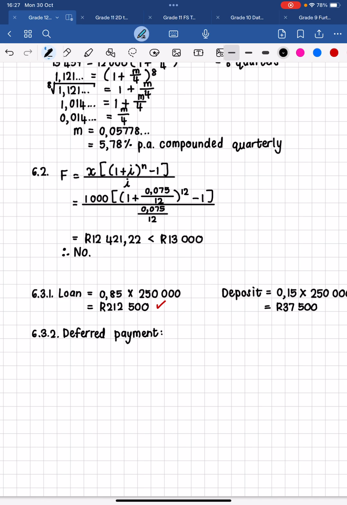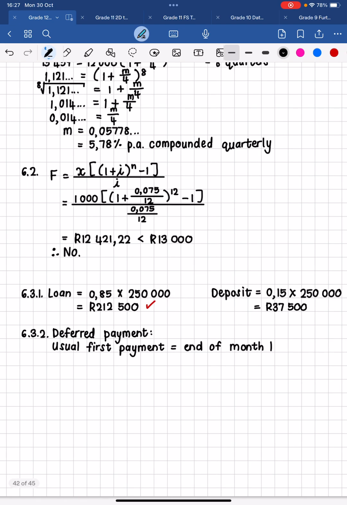So deferred payment. What that means is, yes, we are using present value. Well done. A deferred payment is exactly what's happening in this situation. You don't pay at the end of the first month, as you usually do. You pay a certain amount of months later. So usually, I'm going to write here, usual first payment equals end of month 1, end of the first month, right? That is what the present value formula is set up for. So that is how we usually use it. If they say the first payment is made at the end of the first month, that is the normal scenario.